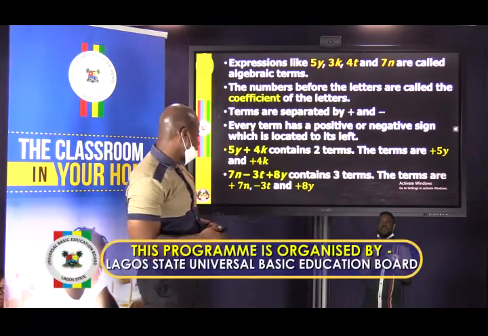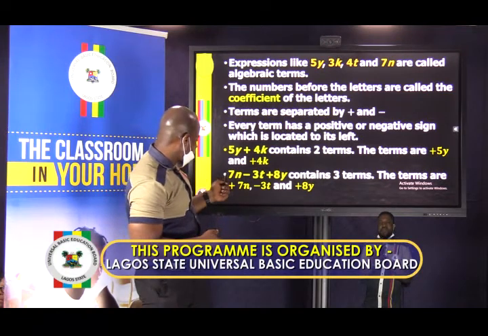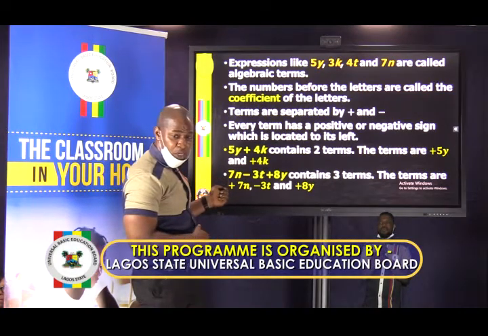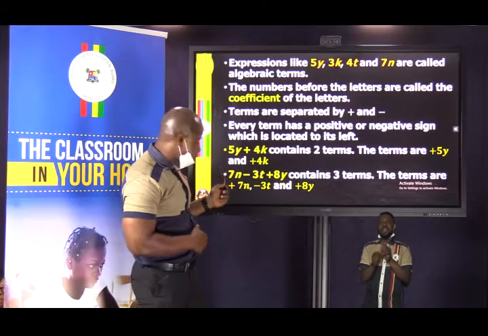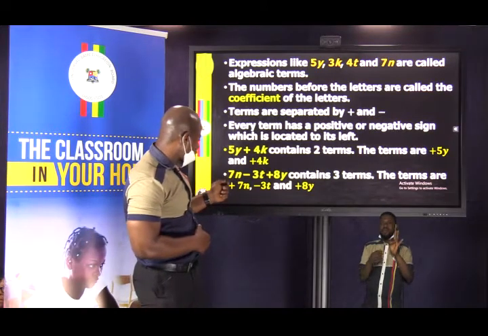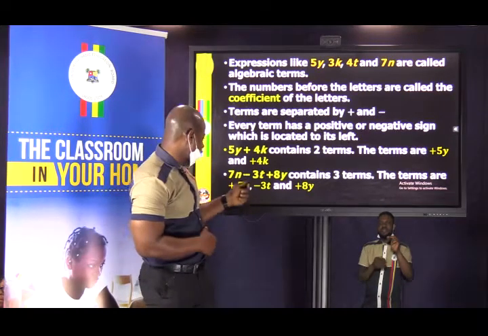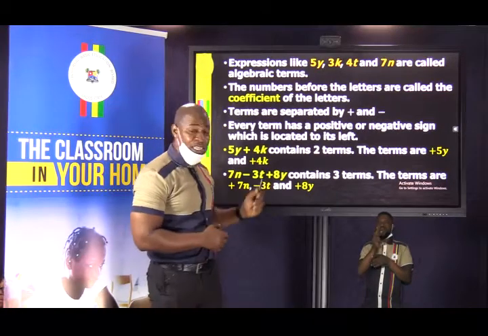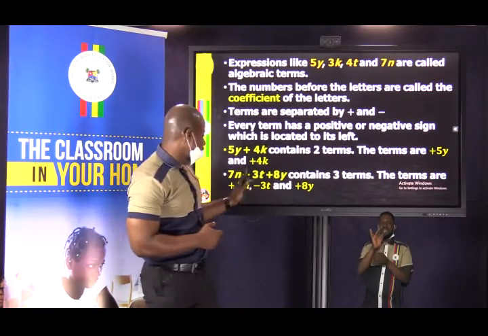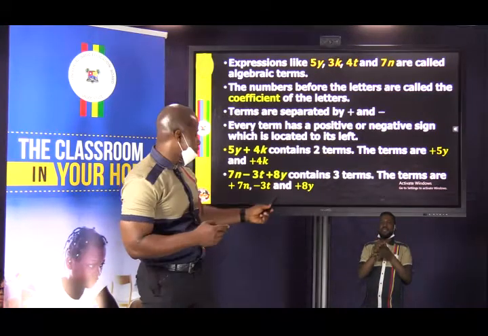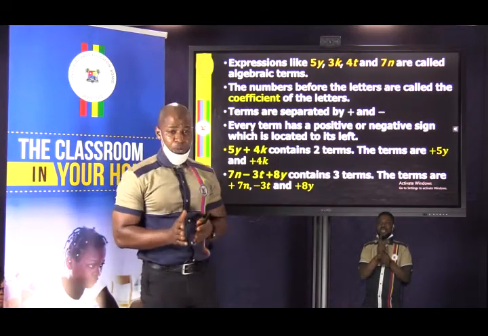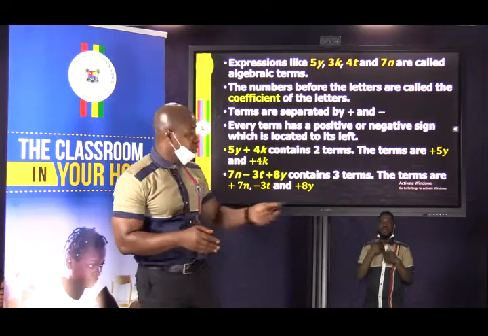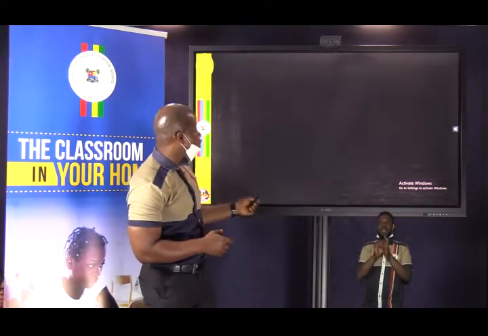So this has 3 terms, and the terms are, what sign do you think is to the left of 7? That's plus 7. So we have plus 7n, that's the first term. The second term is minus 3t, and the third term is plus 8y. So this is an expression that has 3 terms. Okay, keep that in mind as we proceed. You will have enough time to practice with the examples and the classwork.